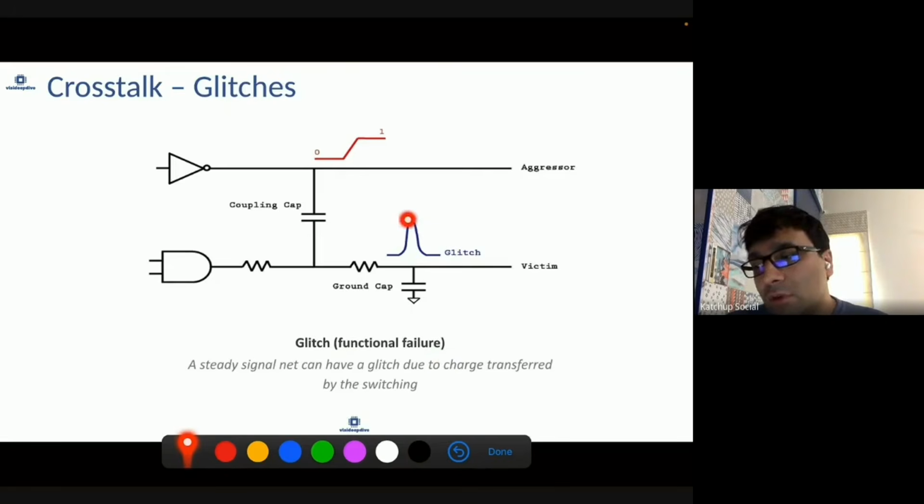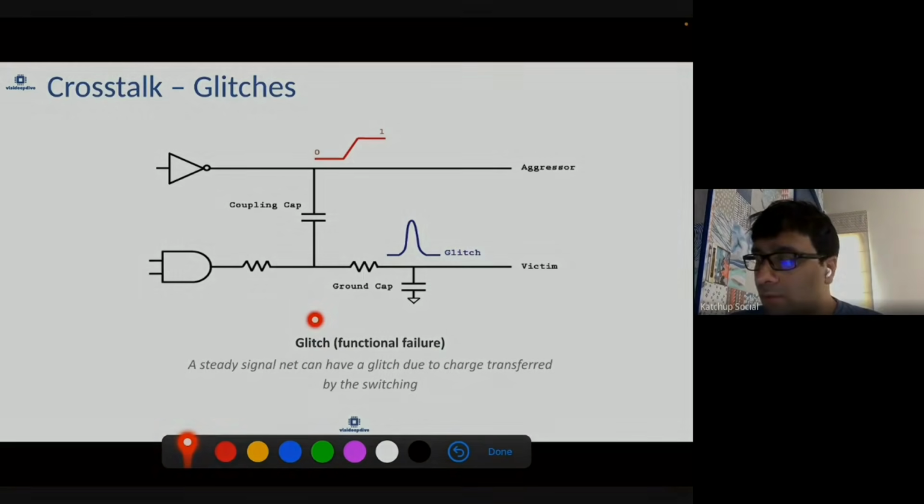But if the signal is not changing at all, it can cause a glitch to be present on the victim. And STA needs to make sure these glitches are not present or below a threshold value. And that is another effect of crosstalk, which can cause glitches. And STA, while doing timing analysis, ensures these glitches are below a threshold value.